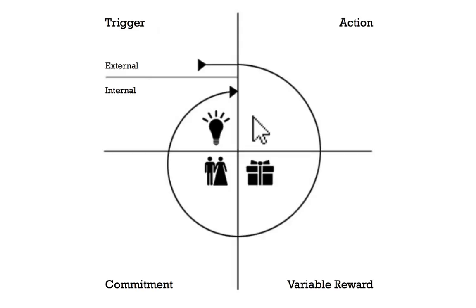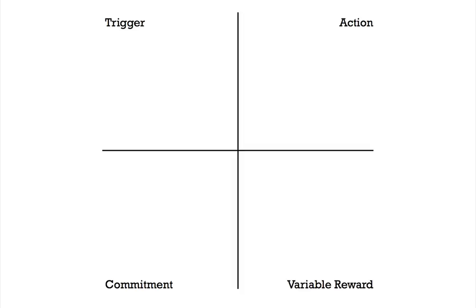This canvas is made of 4 boxes: the trigger, the action, the variable reward, and the commitment. This canvas, as every tool I give you in this course, is in the files you downloaded at the beginning of the course. You can print it and use Post-its to fill it. Let me make some space here so we can start filling the canvas.